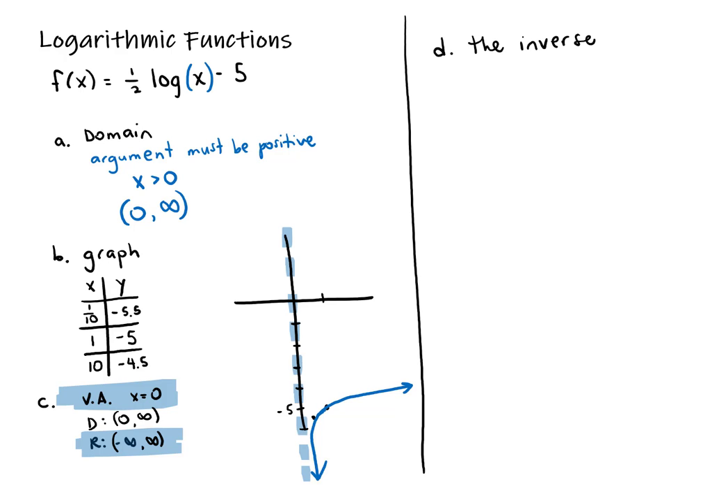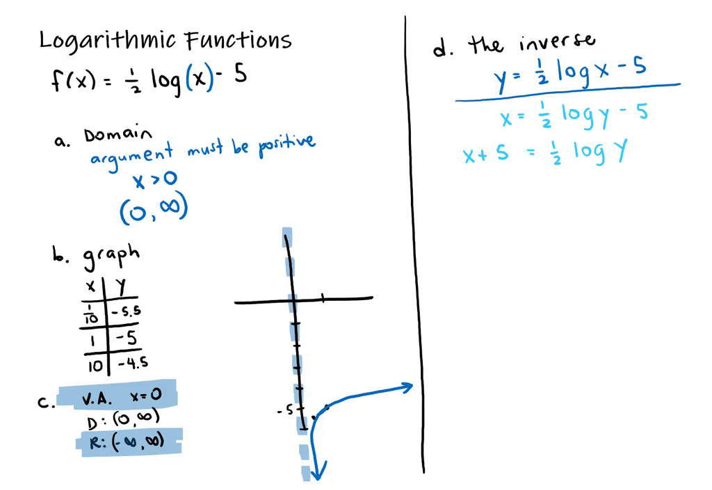To find the inverse, recall the steps that we're going to do. We're going to write it as y equals. Well, I'm going to switch my x and my y values. And then I want to isolate my y, but to isolate my y, I do want to rewrite it first so that my log is isolated. So I just added 5 to both sides.